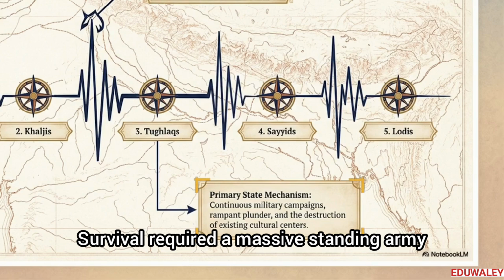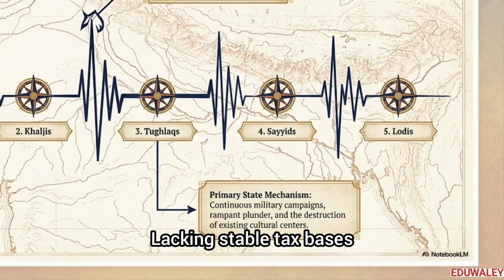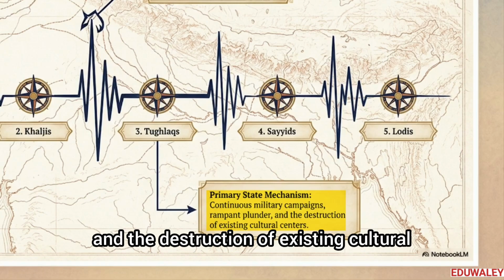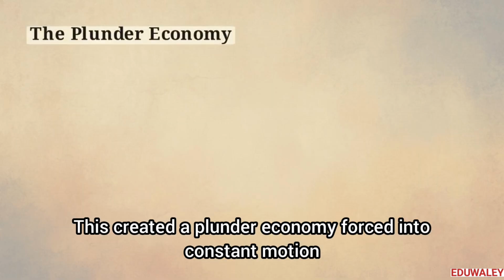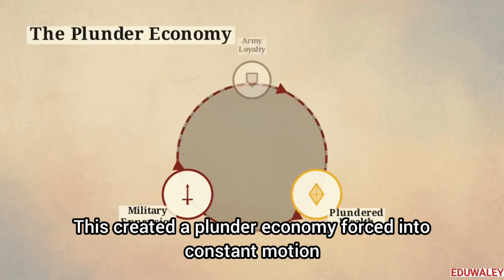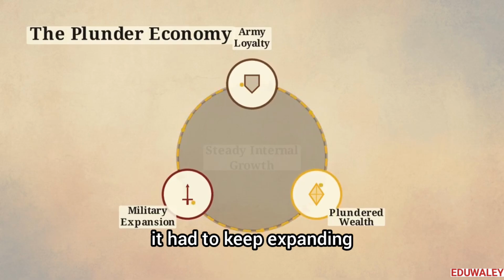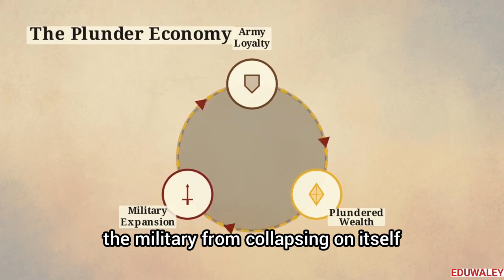Survival required a massive standing army, kept loyal with a constant stream of wealth. Lacking stable tax bases, they secured funding through continuous military campaigns and the destruction of existing cultural and economic centers. This created a plunder economy, forced into constant motion. Since the state couldn't rely on steady internal growth, it had to keep expanding and raiding its neighbors just to prevent the military from collapsing on itself.